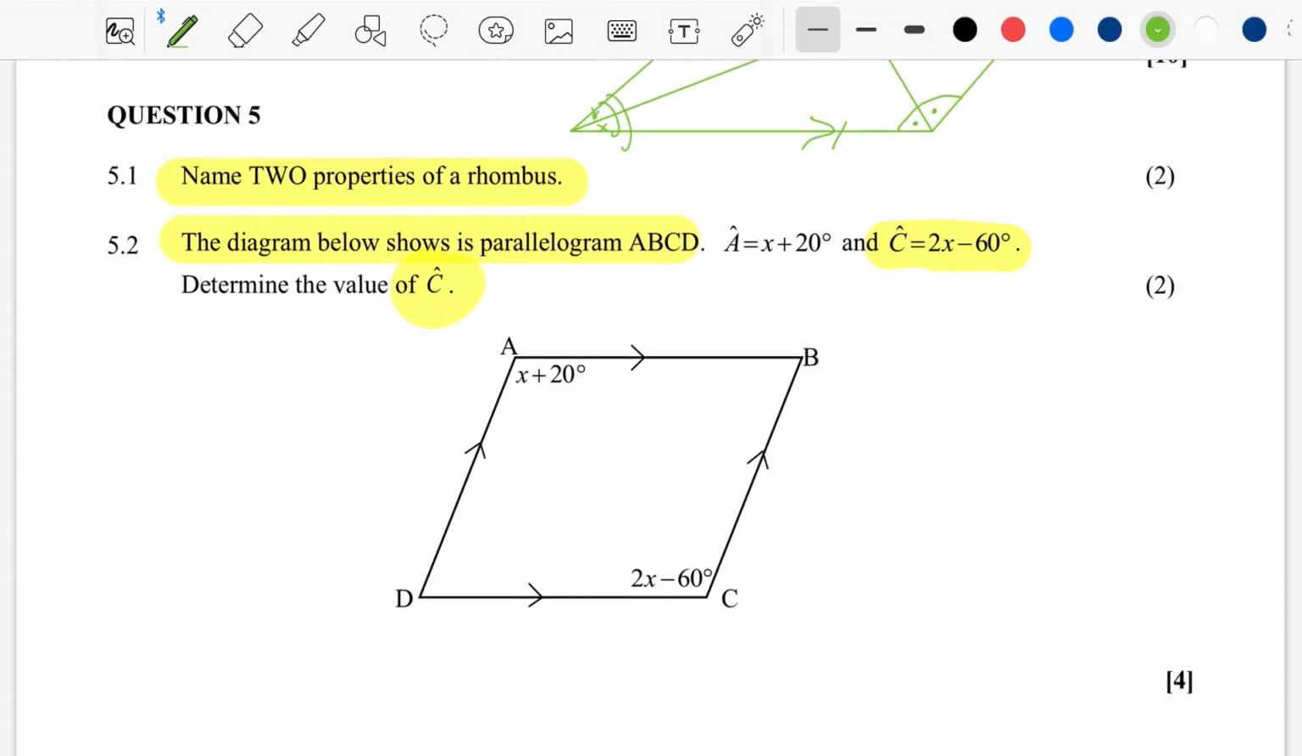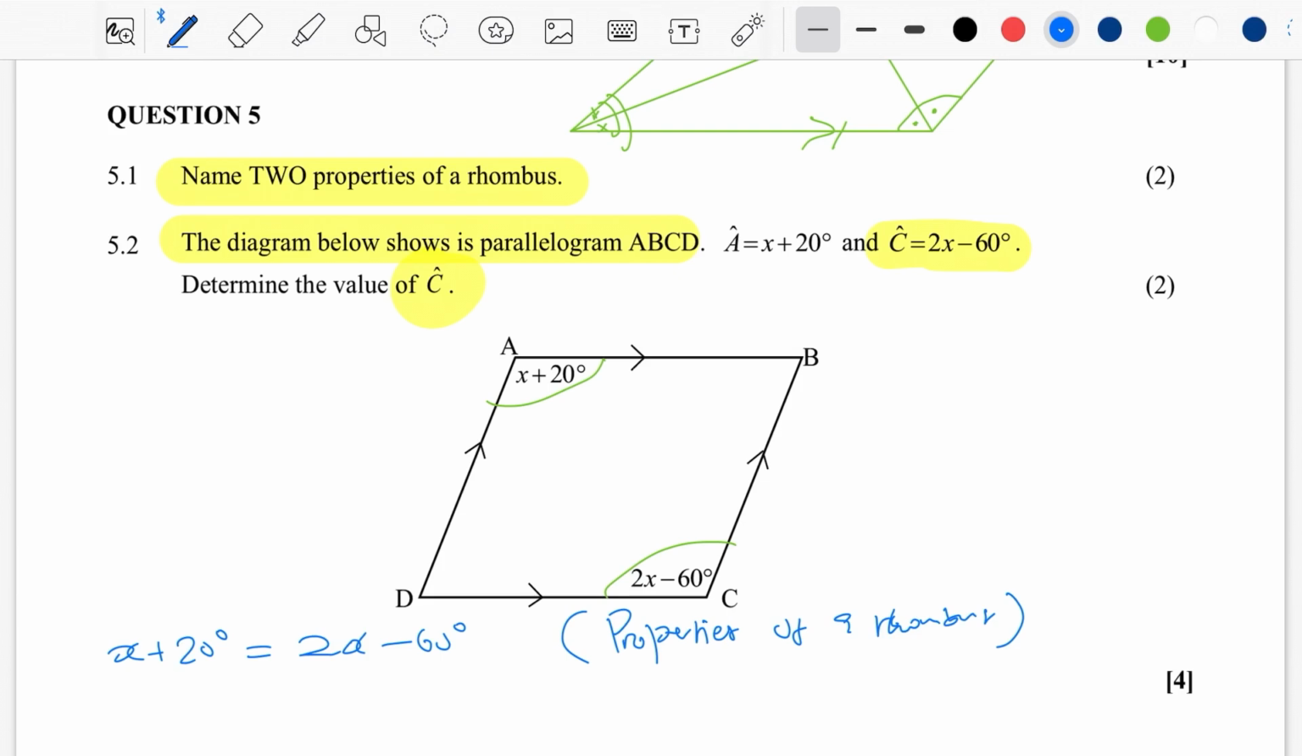We know that if this is a rhombus, this angle here, let me just use green, and this angle are equal, right? That's the property of a rhombus. So we know that x plus 20 degrees is equal to 2x minus 60 degrees. Okay, and your reason here is just say properties of a rhombus. Because we're told this is a rhombus, therefore opposite angles are equal. And then you can just solve for x.